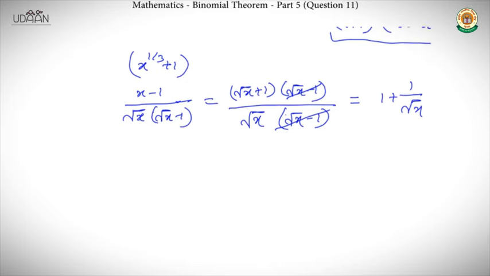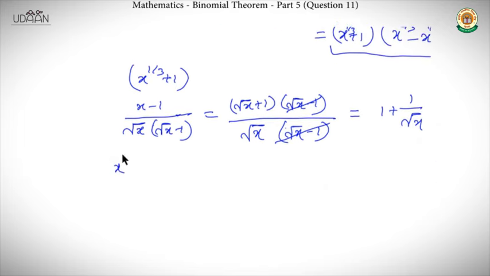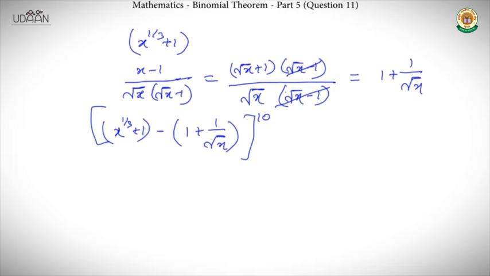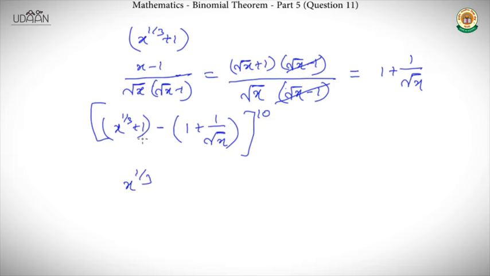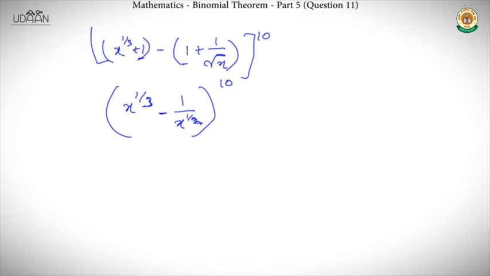So the given binomial expression becomes (x^(1/3) + 1 - 1 - 1/root x) whole raised to n, which is 10. We simplify further: the 1 and 1 get cancelled, so we get (x^(1/3) - 1/x^(1/2)) whole raised to 10. Now we expand this, which means we look at the general term.